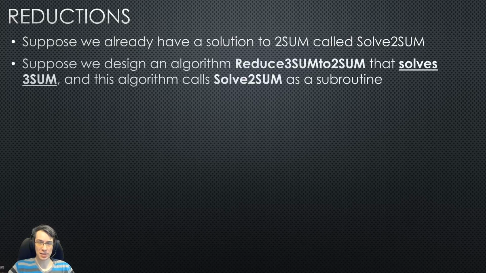So suppose we design an algorithm called reduce 3-sum to 2-sum that solves 3-sum. Okay, this is a solution to 3-sum. I could have called it solve 3-sum, but I'm calling it reduce 3-sum to 2-sum just as a cue to suggest that it's going to use a solution to 2-sum, an algorithm called solve 2-sum, as a subroutine, right? So this algorithm is going to solve 3-sum, and it's going to do so by using solve 2-sum as a subroutine.